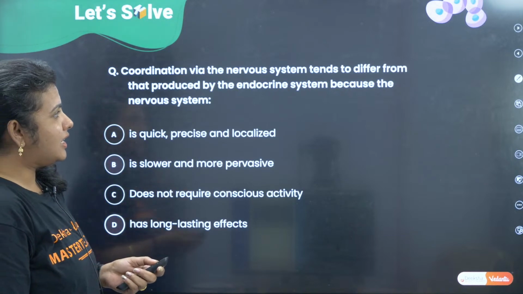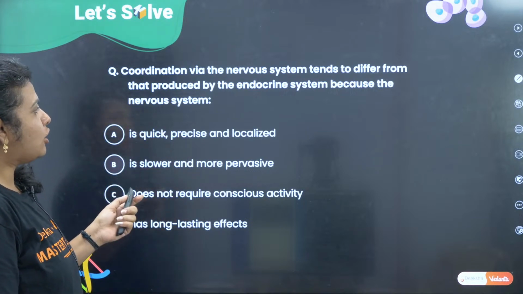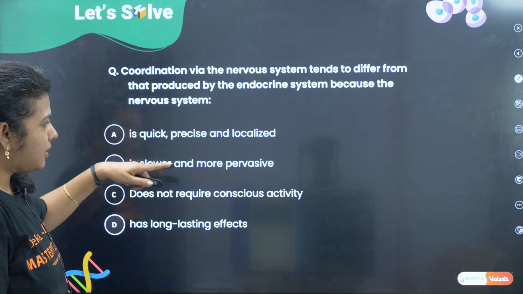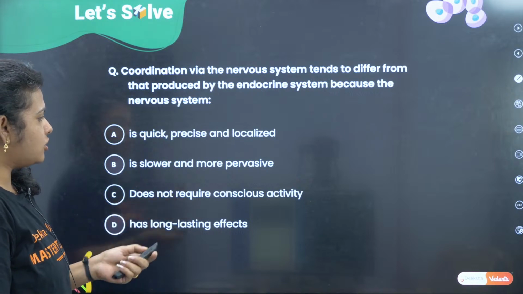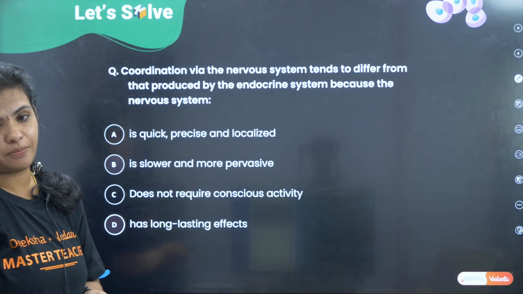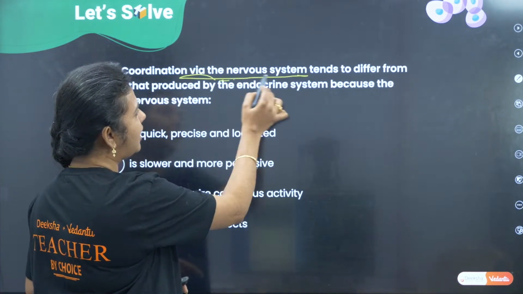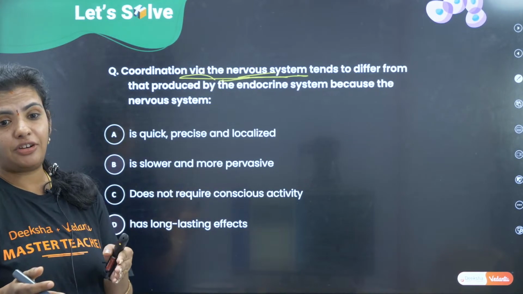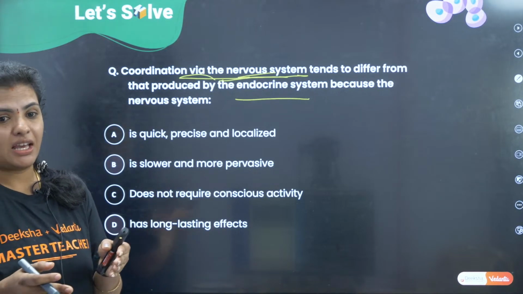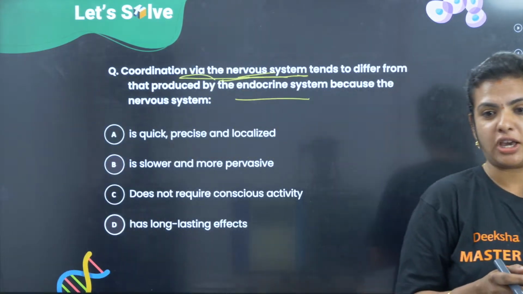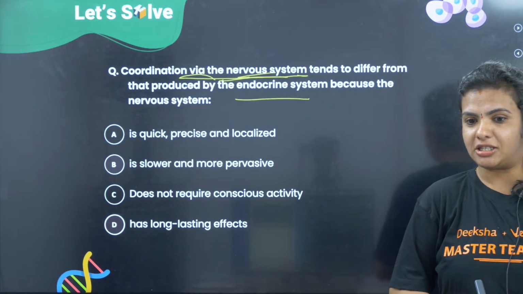Okay, coordination via the nervous system tends to differ from that produced by the endocrine system because the nervous system is quick, precise and localized, is slow and more pervasive, does not require conscious activity, has long lasting effect. Please understand the question here. They are asking how coordination via the nervous system is different from the endocrine system. So you are going to compare both systems, the endocrine system and the nervous system, and then look at the options to give your answer.